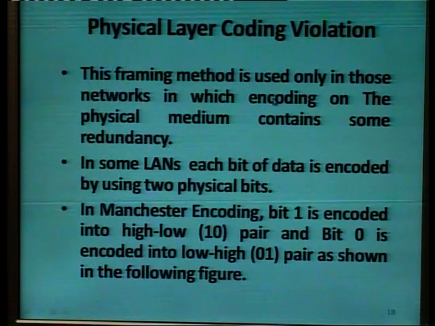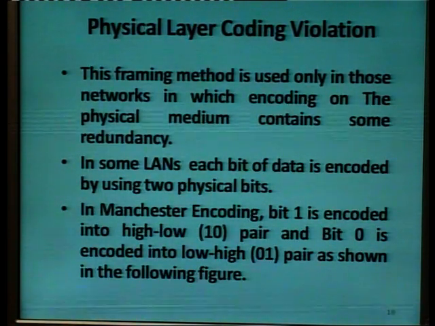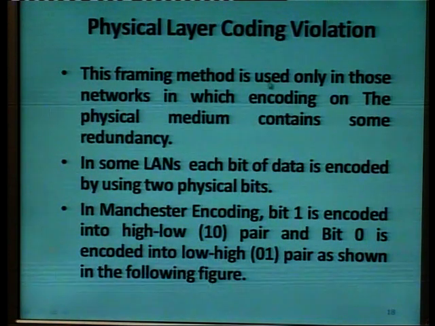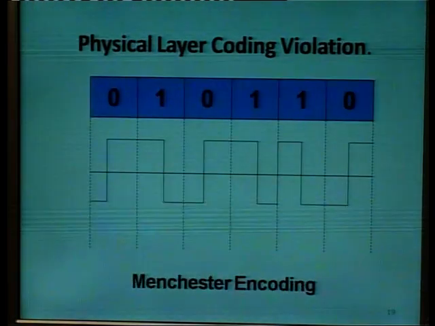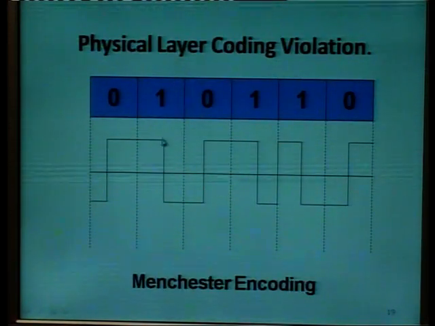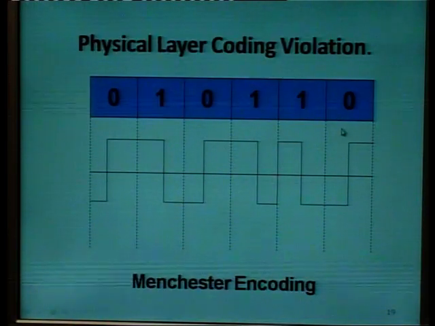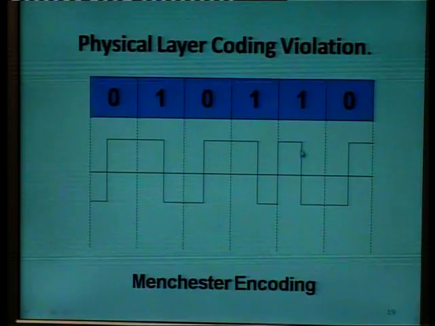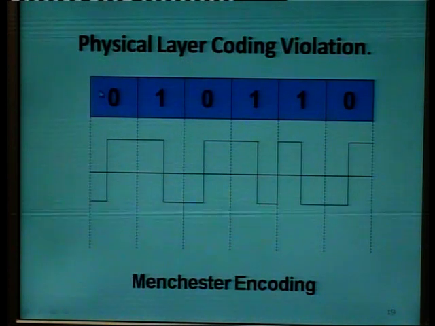Now, what is written here is that some physical layer coding is not 0 as 0 and 1 as 1, but 0 as 01 and 1 as 10. For example, in Manchester encoding, 0 is a 0 to 1 transition, and 1 is a 1 to 0 transition in the middle of the pulse. For 0, 0 to 1; for 1, high to low; for 1, high to low; for 0, low to high; for 1, high to low; for 0, low to high.